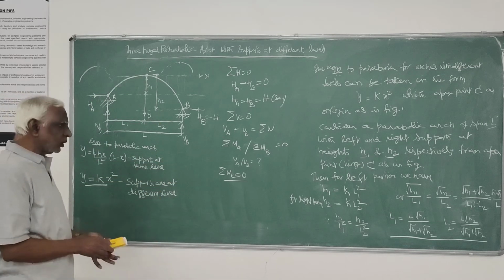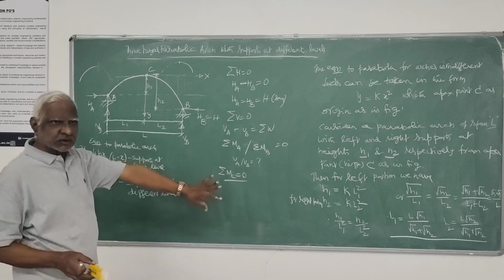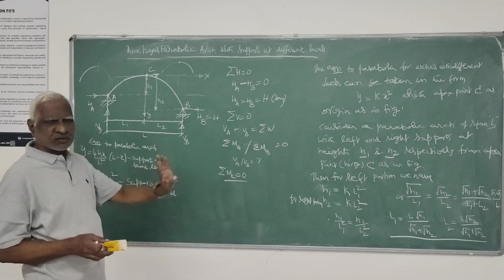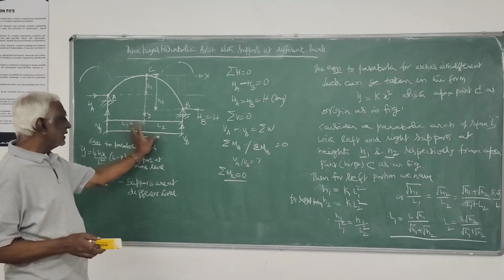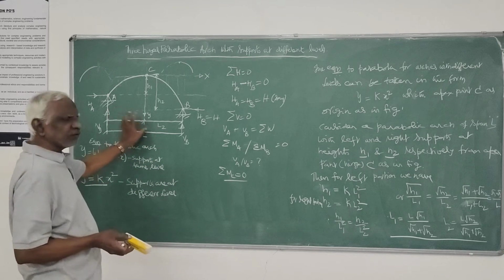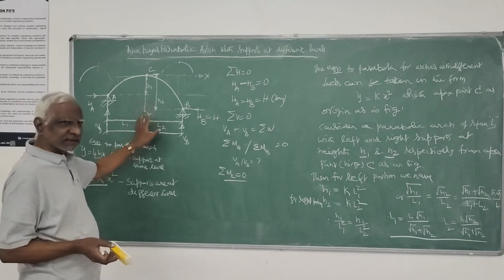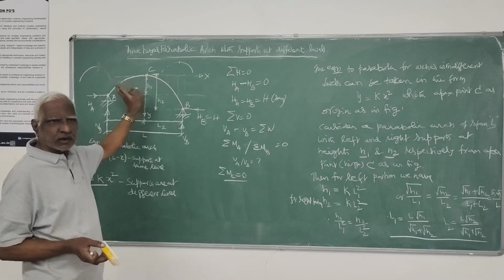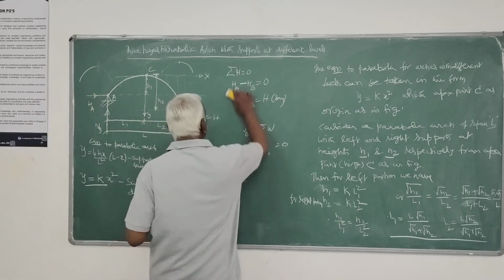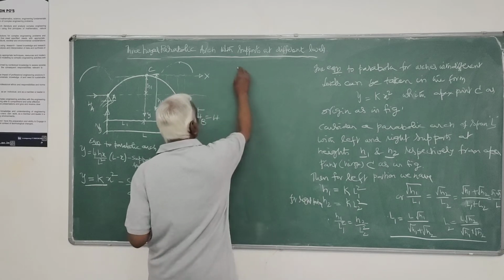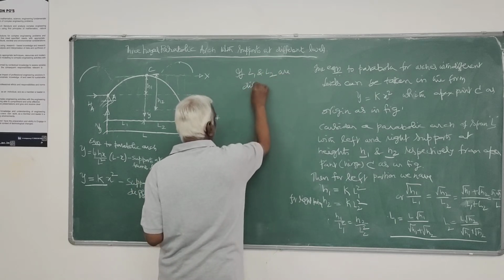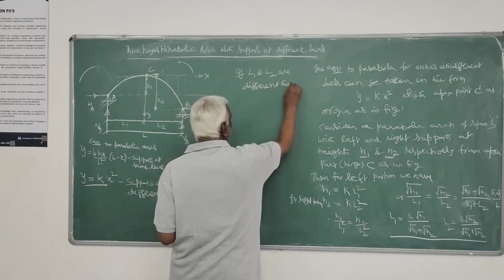Suppose this is exactly the situation, then we can use only that equation y equals kx squared with one constant. But if L1, L2 calculated are different from the span given above, then you have different equations for the left and right segments.